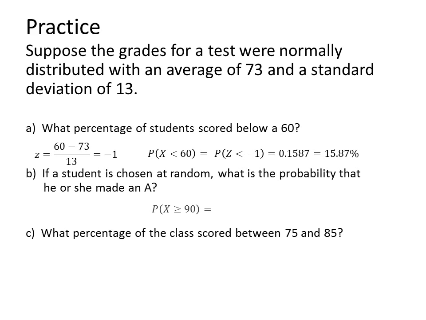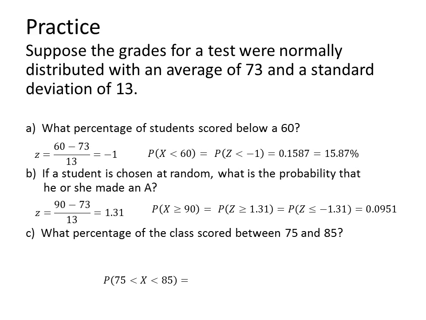On part B, we're trying to find the probability that a student made an A, which is anything bigger than 90. Now, here we need to find the z-score of 90, which is 1.31, and in order to find the area to the right of that, remember we can find the area to the left of negative 1.31, and that's equal to 0.0951.